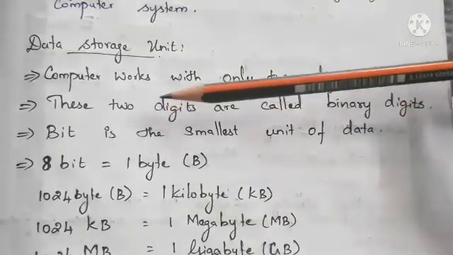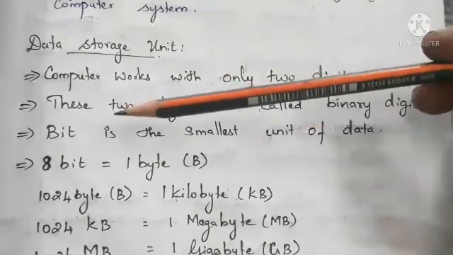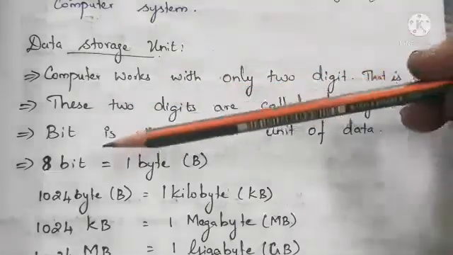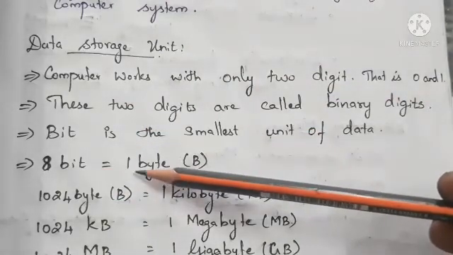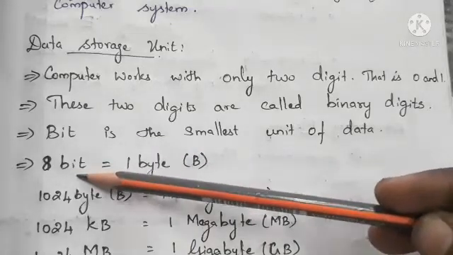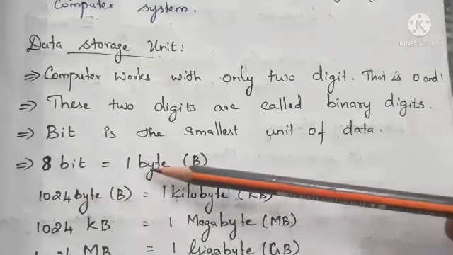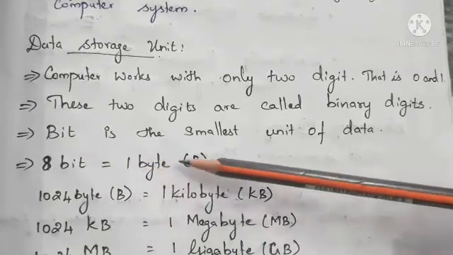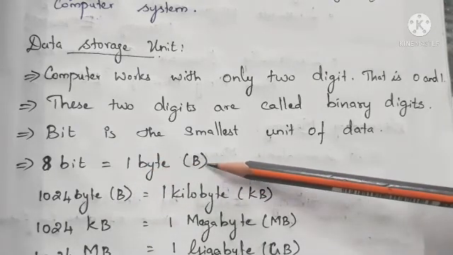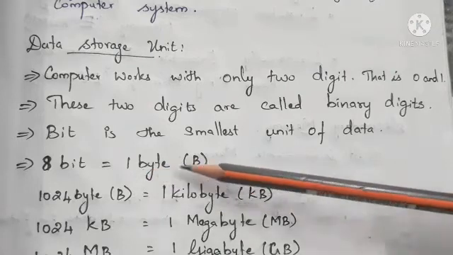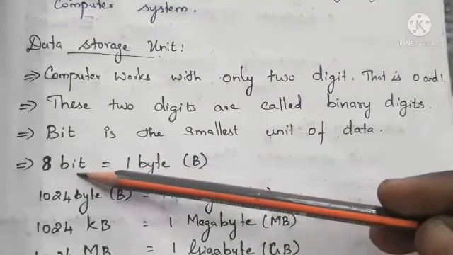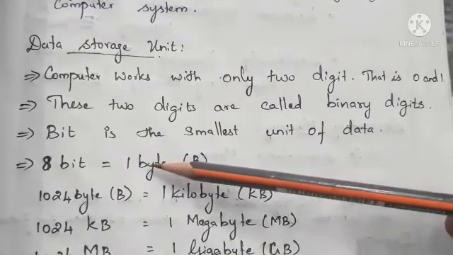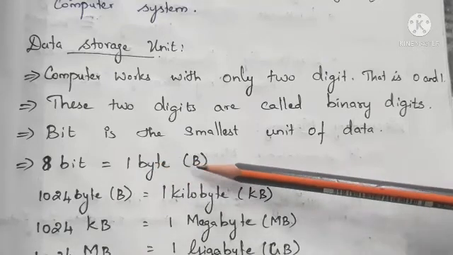Which is the smallest unit of data? Yes, bit is the smallest unit of data. The next one: 8 bits together form 1 byte. Byte is denoted by the capital letter B. Once again, 8 bits together form 1 byte, B-Y-T-E, and we can write byte as capital B. Have you understood this?